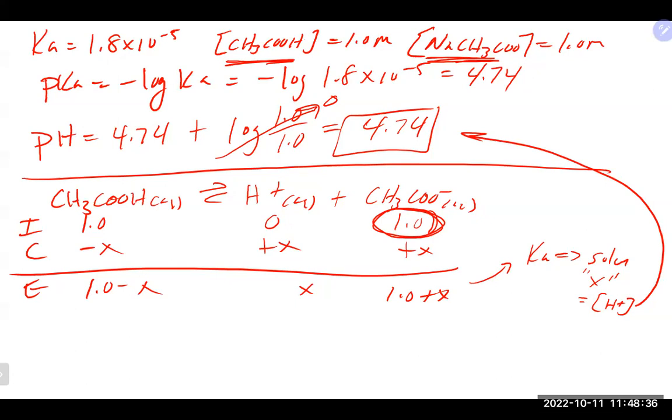So again, there's 2 ways you can do it. As we talked about last time, the Henderson-Hasselbalch might be a little less room for error, but you can definitely still do an ice table. Any questions on that there?